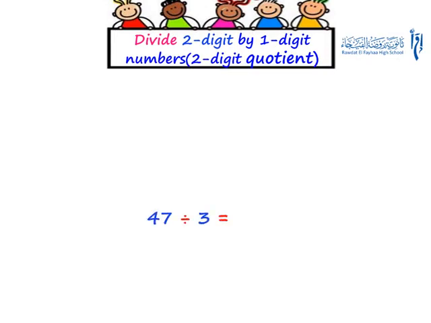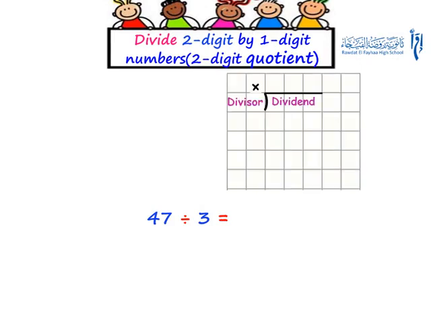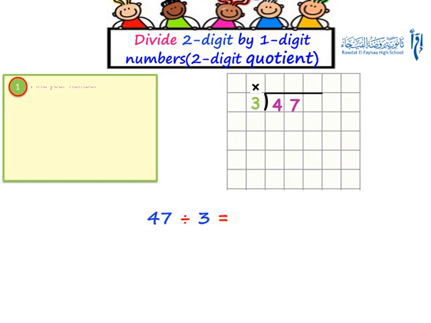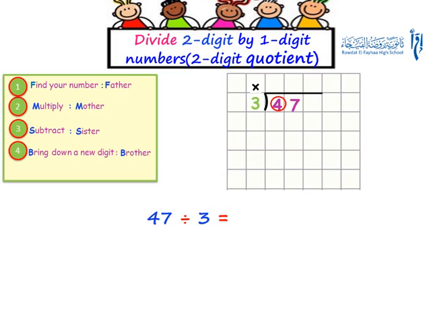Now, let's do it without using the blocks. Again, it's 47 divided by 3. The dividend is 47, the divisor is 3. Let's find the quotient using the steps. Find your number, multiply, subtract, bring down a new digit. And if you forgot them, just recall the family members: father, mother, sister, brother.